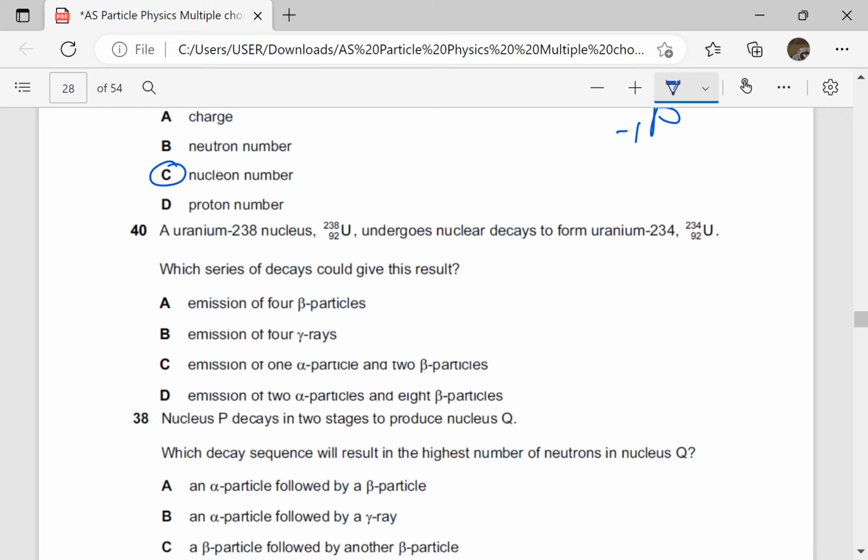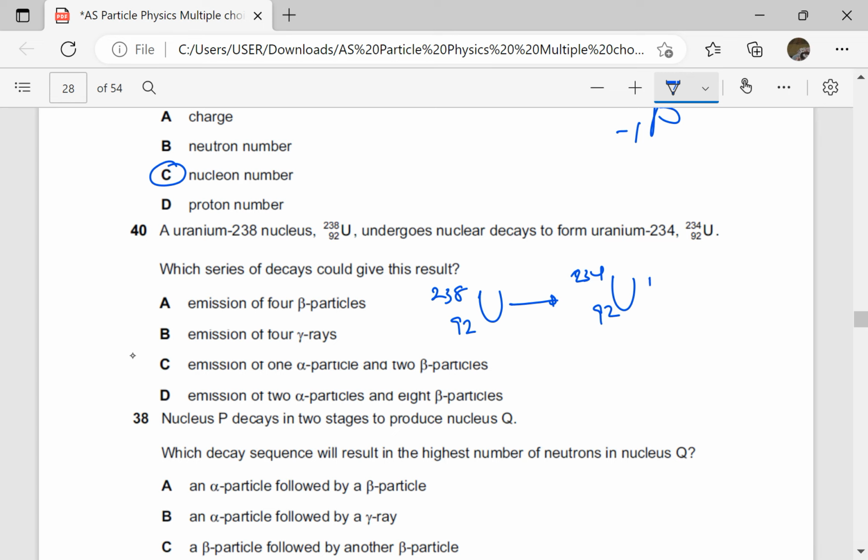A uranium-238 nucleus undergoes nuclear decays to form uranium-234. Which series of decays could give this result? So let's see, uranium-238, 92 to give us uranium-234, 92. So the proton number has not changed. That means it must be beta decay. No, not beta decay. It is emitting, the proton number has not changed.